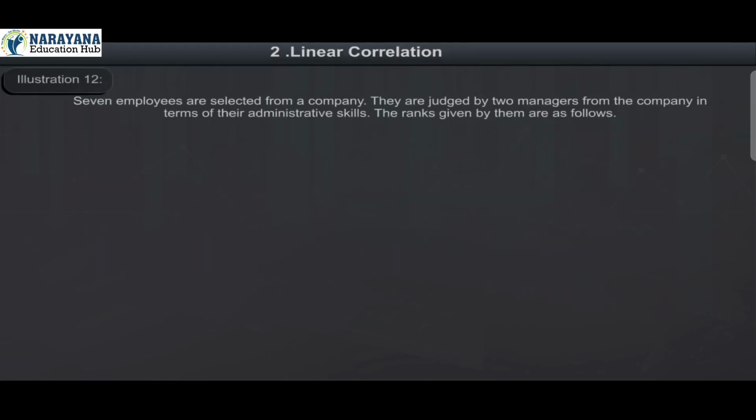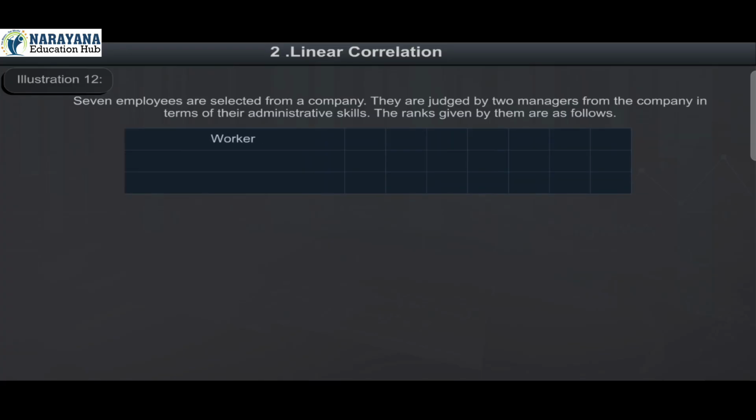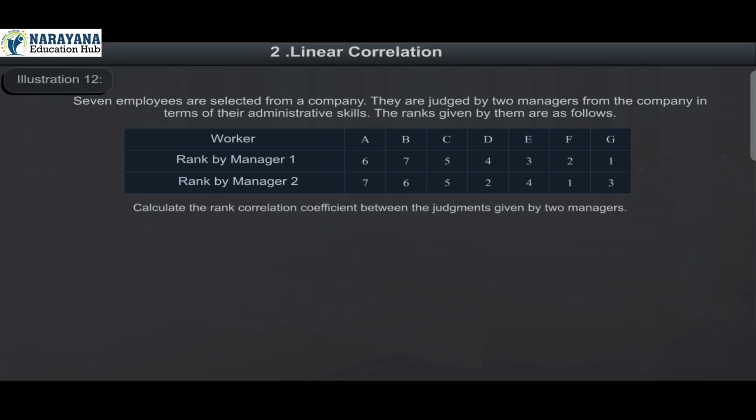Illustration 12. 7 employees are selected from a company. They are judged by 2 managers from the company in terms of their administrative skills. The ranks given by them are as follows. Employee, rank by manager 1, rank by manager 2: A 6, 7; B 7, 6; C 5, 5; D 4, 2; E 3, 4; F 2, 1; G 1, 3. Calculate the rank correlation coefficient between the judgments given by 2 managers.